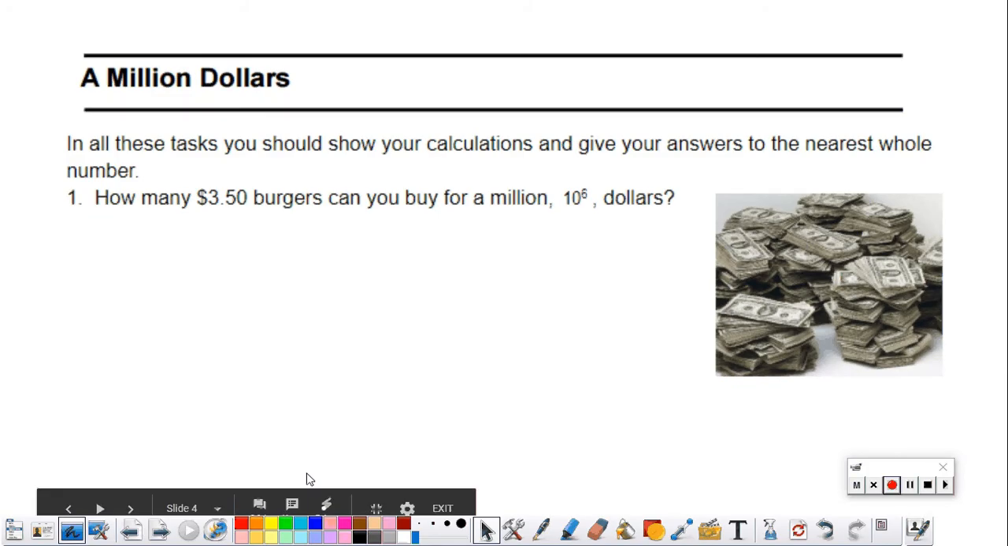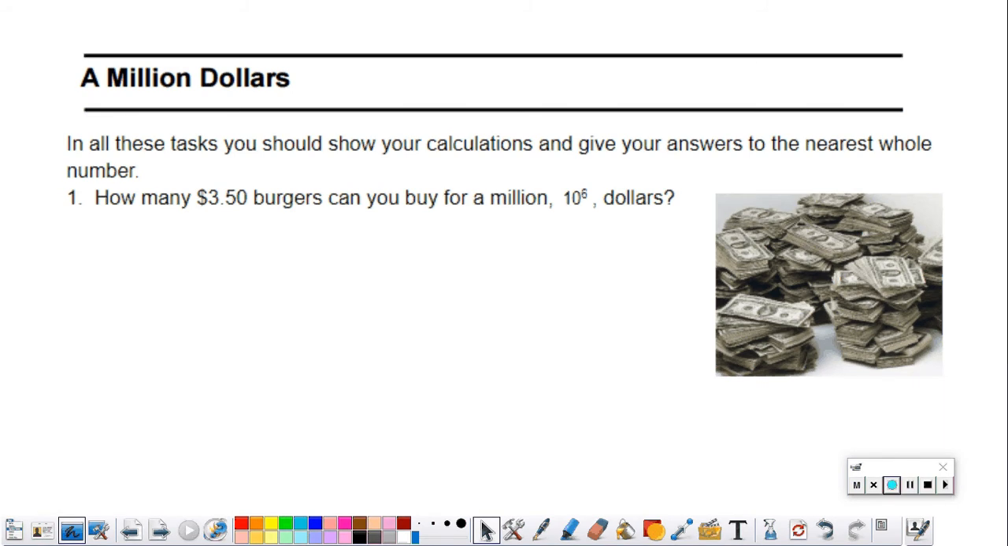So, $1 million. I want you to read along with me on your paper, in your head, as I read out loud. In all of these tasks, you should show your calculations and give your answers to the nearest whole number. Okay, I want you to underline that. Nearest whole number, okay? All the things we're going to talk about today need to be in exact amounts, or we're going to approximate and put them in exact amounts. And I also want you to show all of your calculations. That's very important today. Also, if you don't, you're going to get lost very quickly.